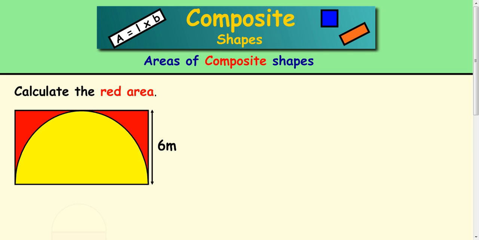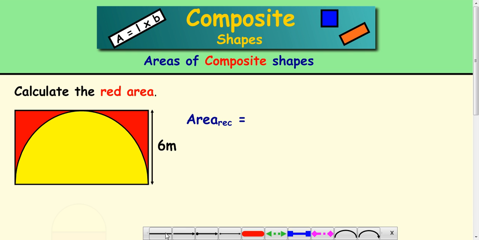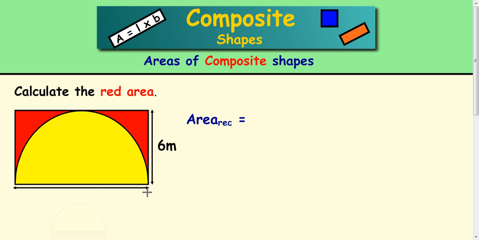So the way to do this again is to split it into two parts. I've got a rectangle and a semicircle. So the first thing I'm going to do is I'm going to work out the area of the rectangle. So area of the rectangle first. Now the area of a rectangle is length times breadth, but I've only got one measurement here. What I'm trying to really find out is what is this bit here.